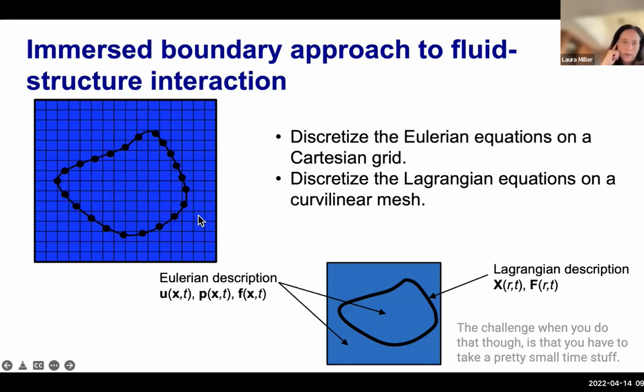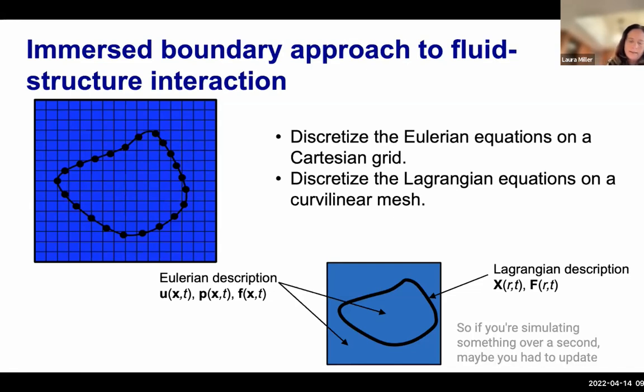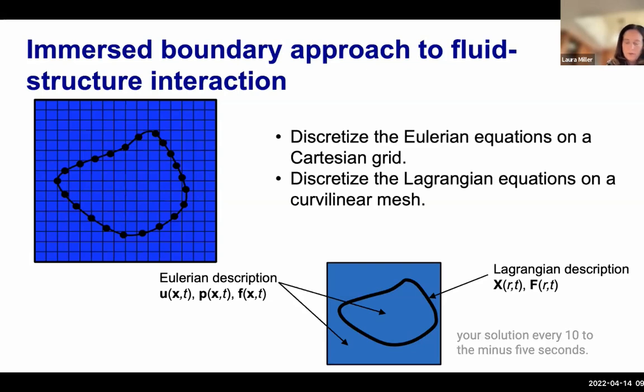The challenge when you do that, though, is that you have to take a pretty small time step. So if you're simulating something over a second, maybe you have to update your solution every 10⁻⁵ seconds. So that really slows things down. And if you weren't doing it this way and you were using COMSOL, you would probably get your solution faster. You would take bigger time steps.